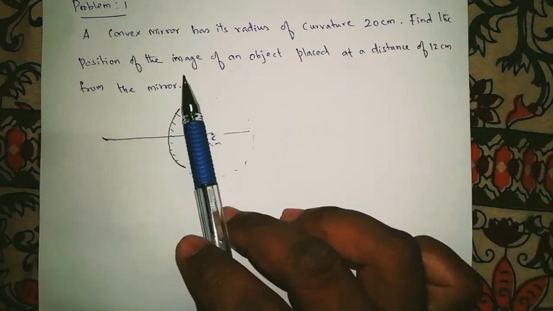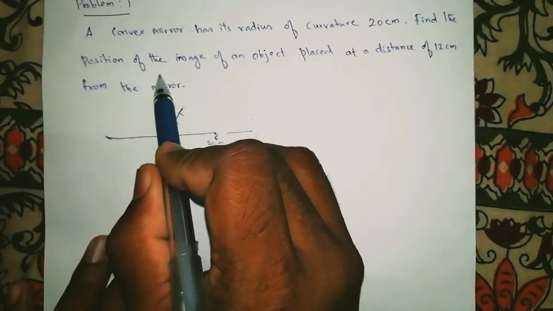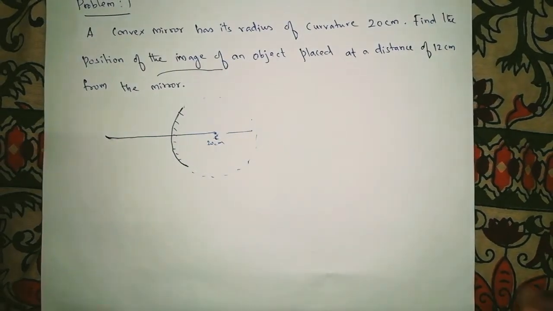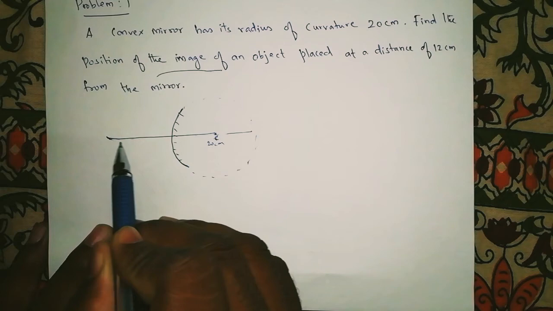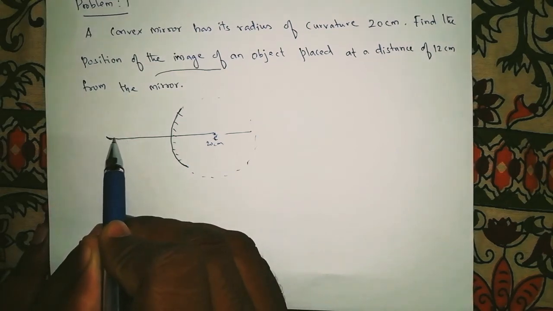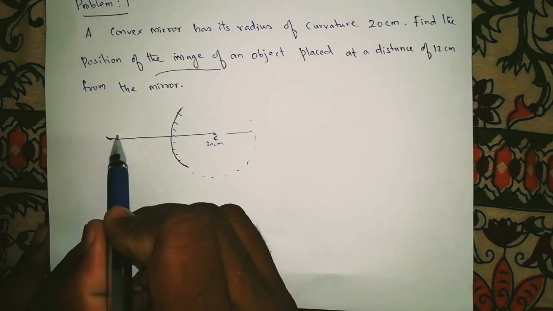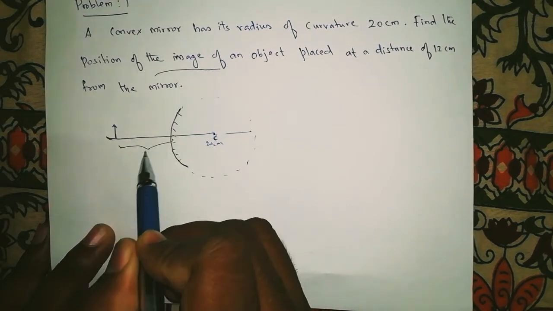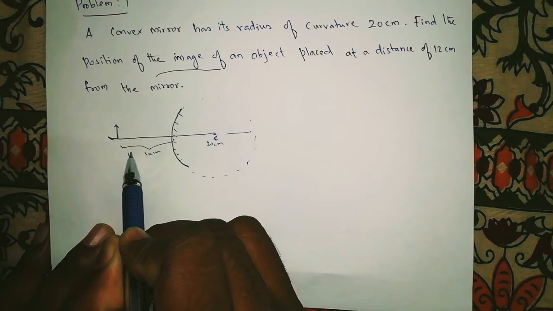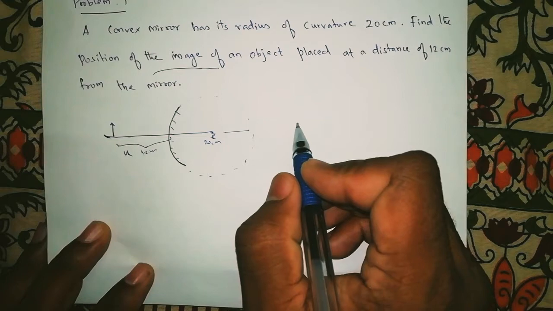Find the position of the image of an object placed at a distance of 12 centimeter from the mirror. So the object is kept at one distance. Here every time you have to keep an object only on the left hand side. This is the rule we have learned, right? So here an object is kept at 12 centimeter. Object distance is always represented by u. So what should we find? You have to find v. Am I right?